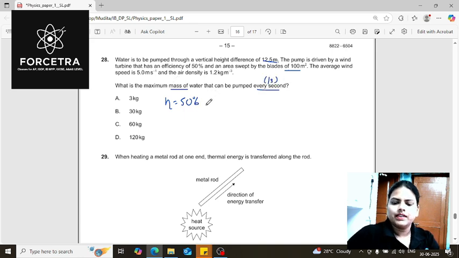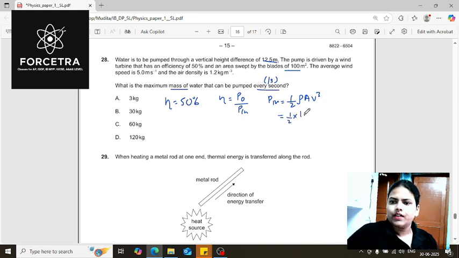All right. So we know that the efficiency of the pump is pump output upon pump input. And the pump input is equal to half rho A V cube. Let's put all the values. So it would be half into 1.2, and the area is 100 meters square and the velocity is 5 cube. So when you solve it, it would be 60 into 25 into 5. So let's leave it here.